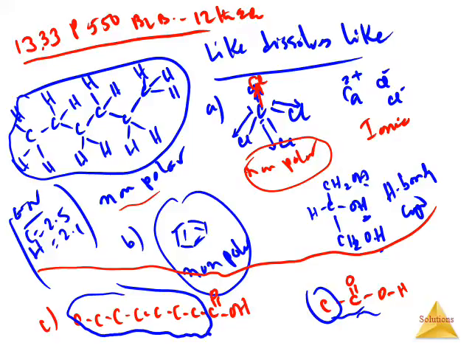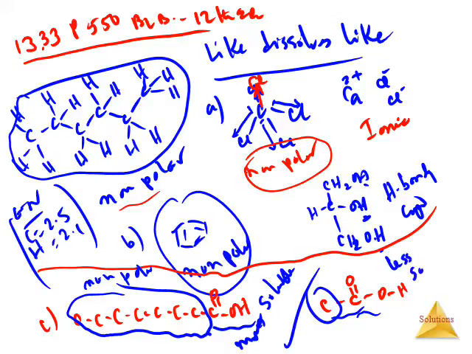On the other hand, in octanoic acid, since the major part is a nonpolar segment and only this small part is the polar group, octanoic acid would be more soluble. So let's write that down: more soluble, and acetic acid would be less soluble in hexane.